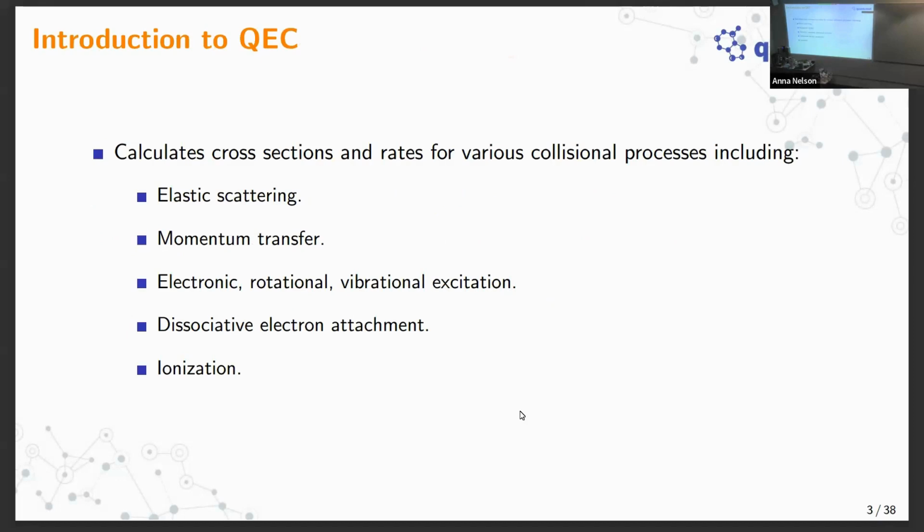So what can QEC actually calculate? It calculates cross sections and rates for various collisional processes, including elastic scattering, momentum transfer, and also various excitation processes: electronic, rotational, and vibrational excitation cross sections. There is also a method in QEC for estimating dissociative electron attachment, which is different from an actual nuclear dynamics simulation, but it's an estimator of DEA cross section rates. And there's also a binary encounter beta method for calculating ionization cross sections.